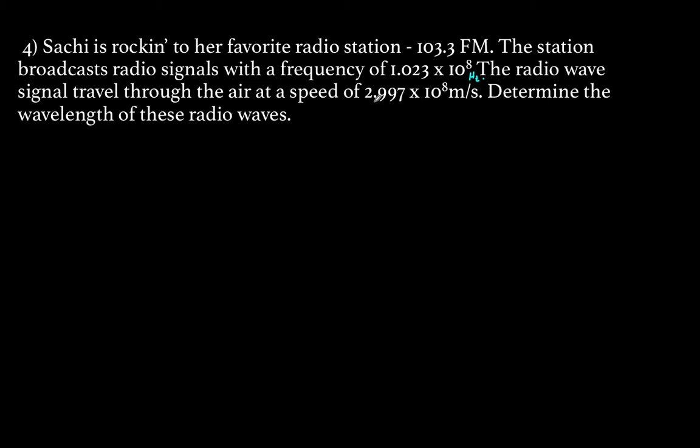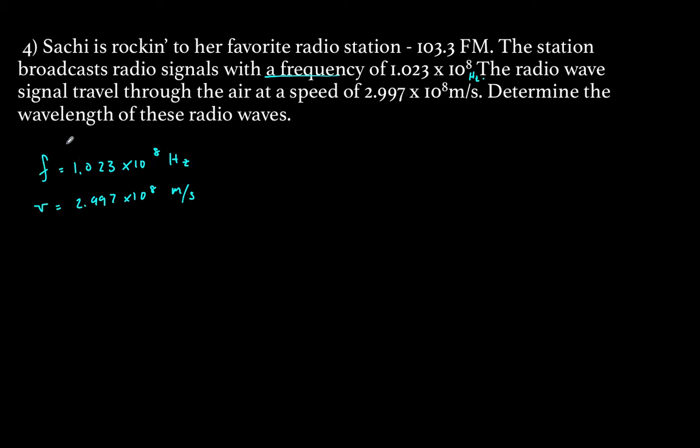So let's again look at units. I have a frequency, so I'm going to write frequency equals 1.023 times 10 to the 8th hertz. And then I have a speed or a velocity, so I'm going to write velocity equals 2.997 times 10 to the 8th meters per second.